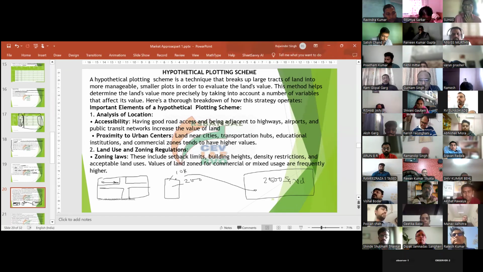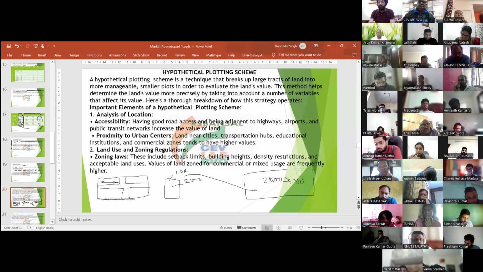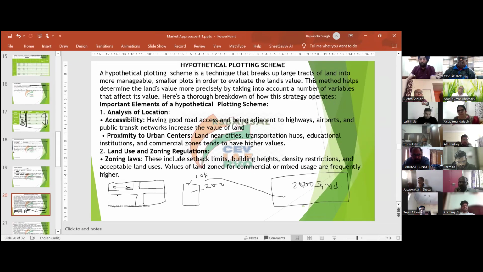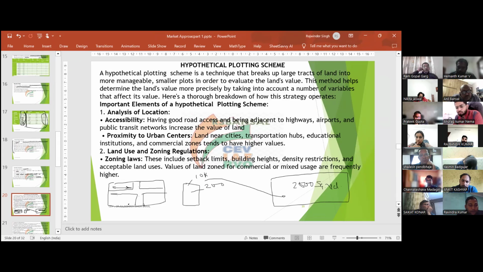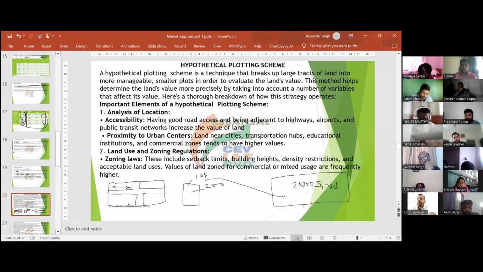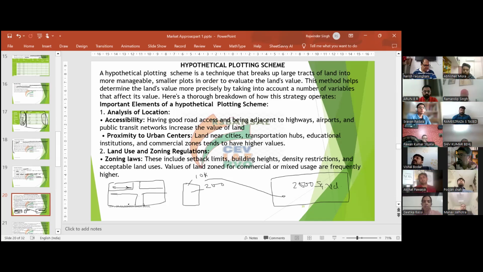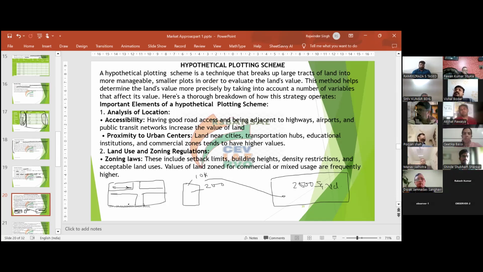Then you calculate how much cost will be on construction of roads and construction of parks and other amenities. From there, you can calculate the price per unit. Okay, this is hypothetical plotting basically.